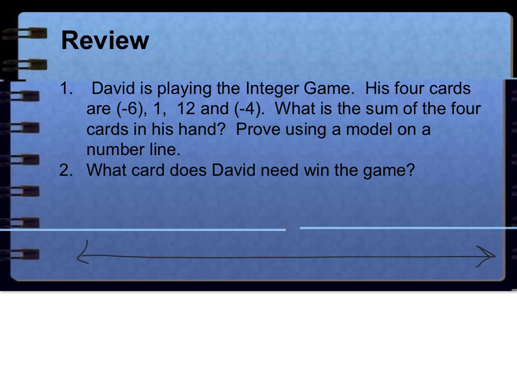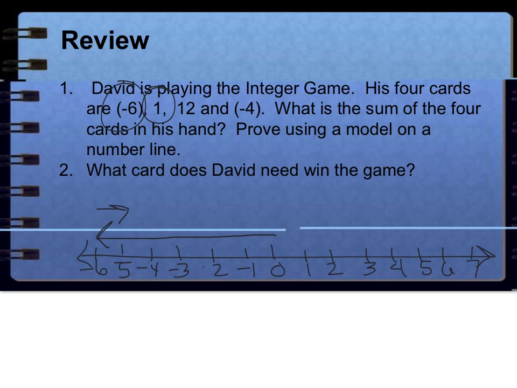We're going to use some vectors on a number line. 1, 2, 3, 4, 5, 6, 7. And negative 1, negative 2, negative 3, negative 4, negative 5, negative 6 should be sufficient. All right, so our first vector is going to start at 0 and work left 6 spaces. That represents our negative 6. We're going to start where that vector ended and move to the right 1.